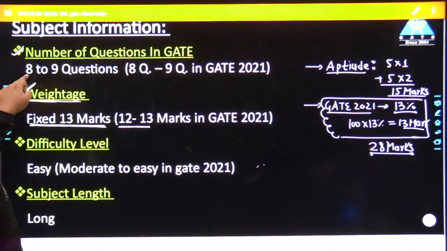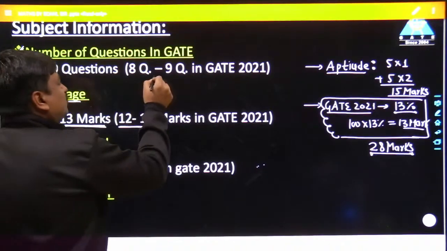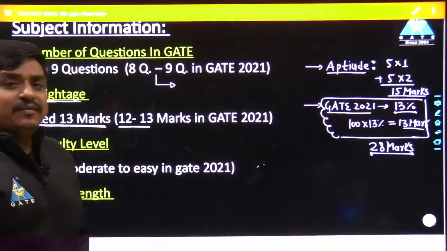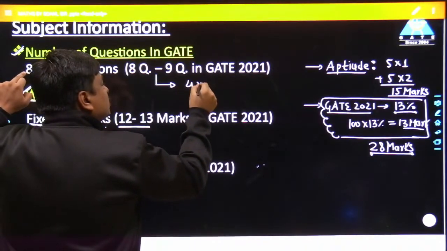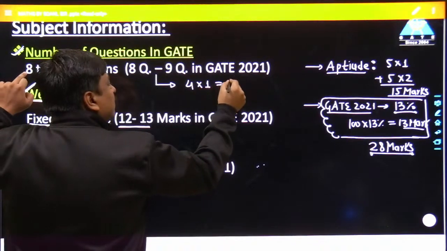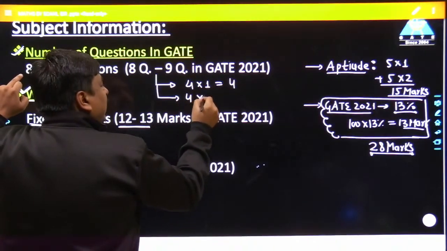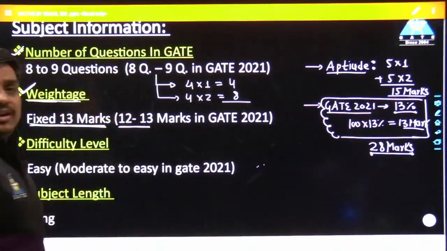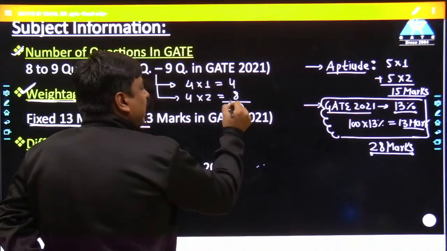If you talk about the distribution of the marks, let's take 8 questions that have come. Half had the weightage of 1 mark and half had the weightage of 2 marks. Out of 8 questions, 4 questions had the weightage of 1 mark, which is 4 marks, and the remaining 4 questions had the weightage of 2 marks, which is 8. Once you add them together, the weightage comes to 12 marks, as I communicated earlier.